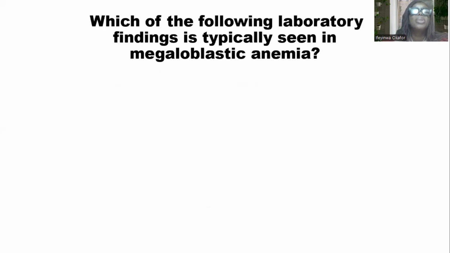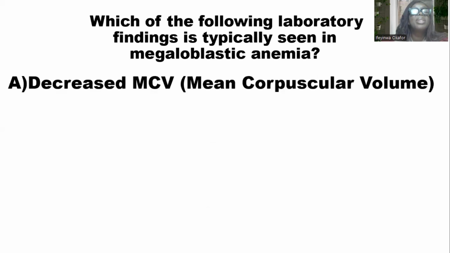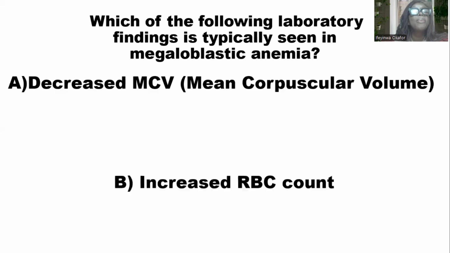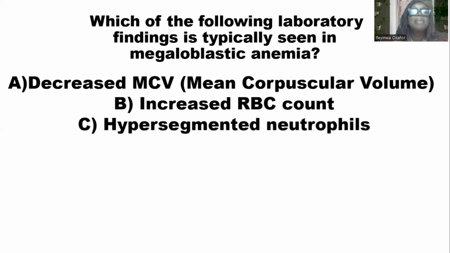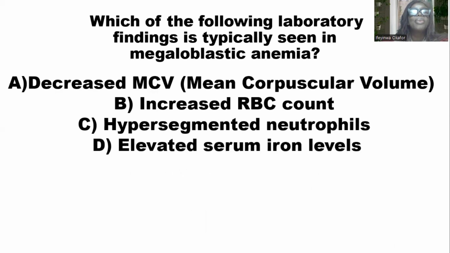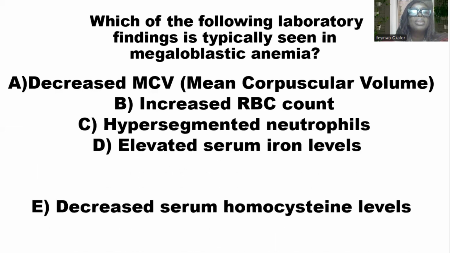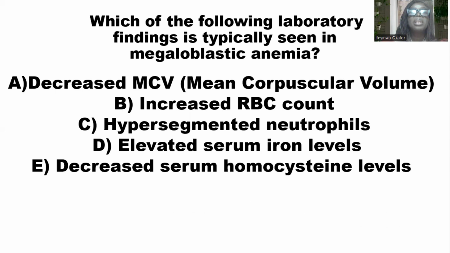Which of the following laboratory findings is typically seen in megaloblastic anemia? We have decreased MCV, increased red blood cell count, hypersegmented neutrophils, elevated serum iron levels, decreased serum homocysteine levels. And the answer is C, hypersegmented neutrophils. Presence of hypersegmented neutrophils is actually a diagnostic feature of megaloblastic anemia.